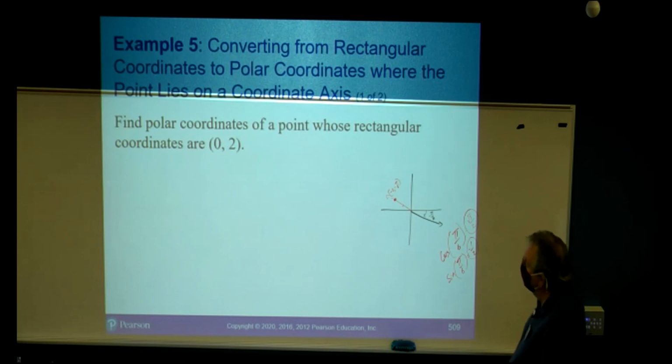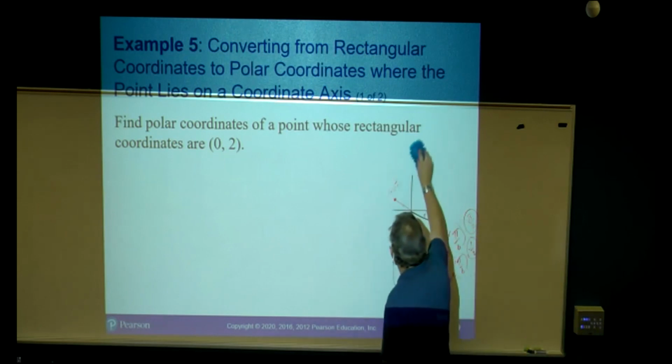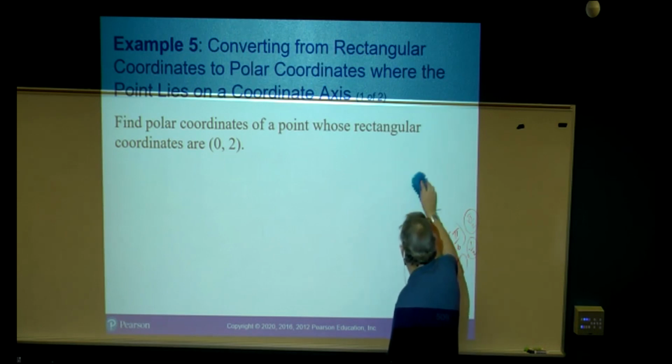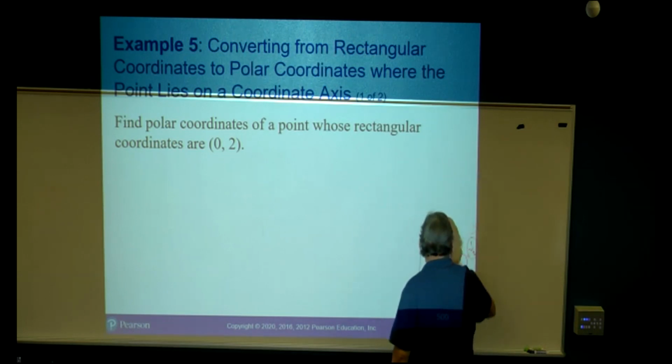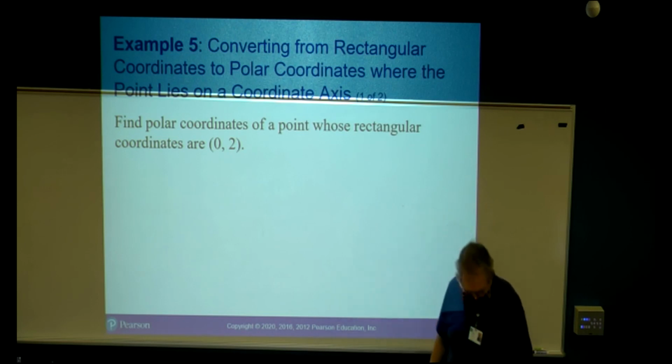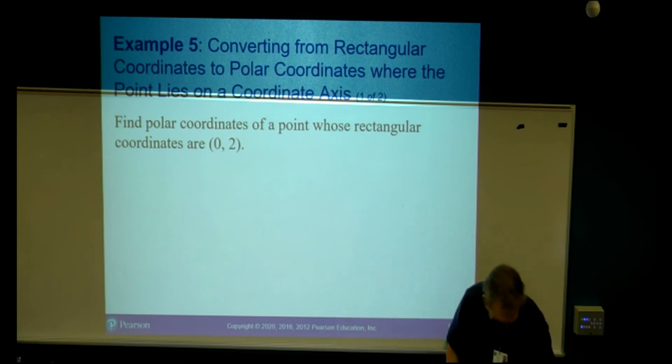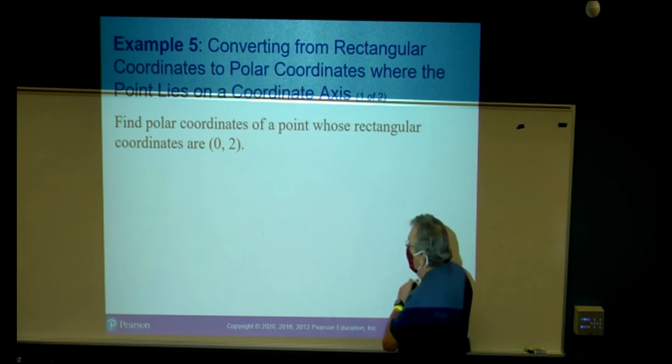So the rectangular coordinates are 0, 2. So I look at the graph. I always like to look at the graph. They don't always look at the graph. I like to look at pictures, because they help. Pictures never prove, but they help. Okay, so I'm going 2 units, and this is the point they're talking about.